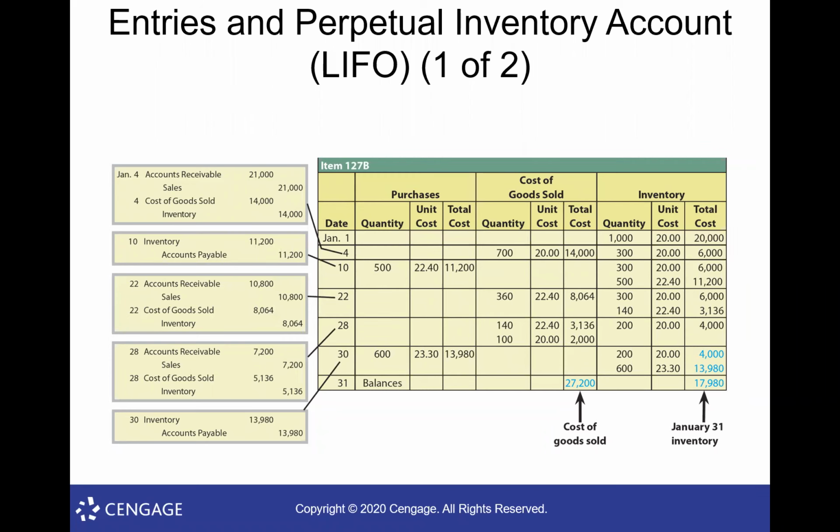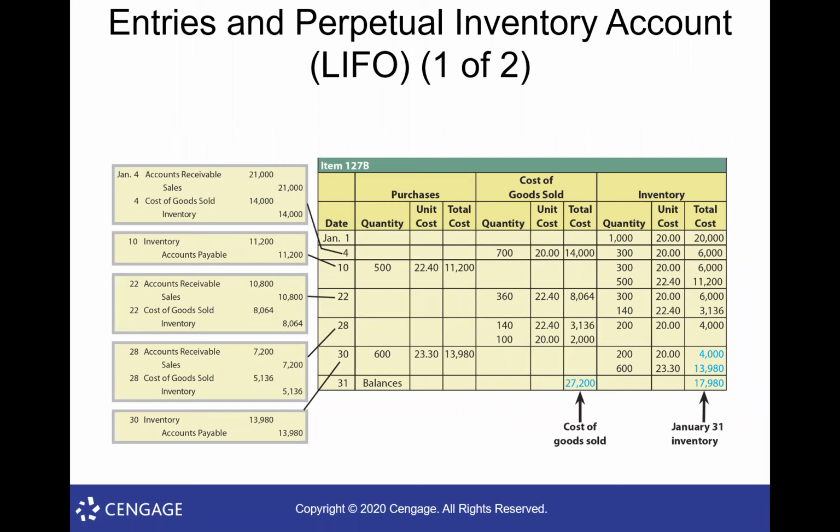So I sold 360 units. They were all $22.40 units, giving me a cost of $8,064. That'll be my cost of goods sold. My remaining units are still the 300 units I paid $20 for, from remaining inventory, plus 140 of the $22.40 units. Okay, on the 28th, I make another sale of 240 units.